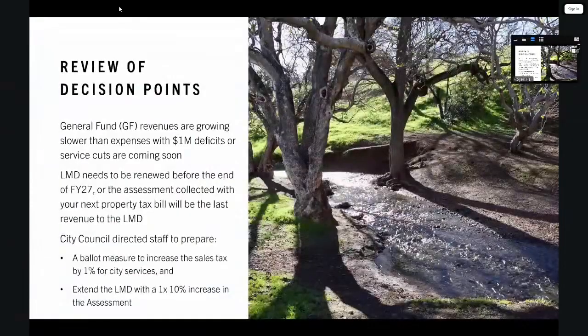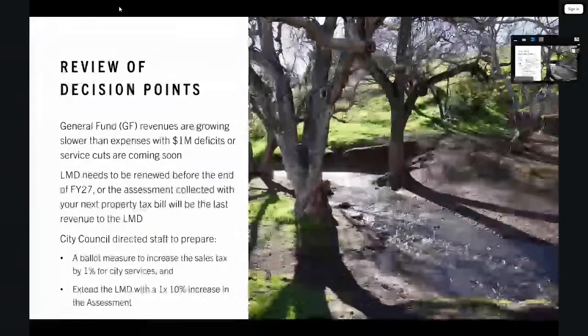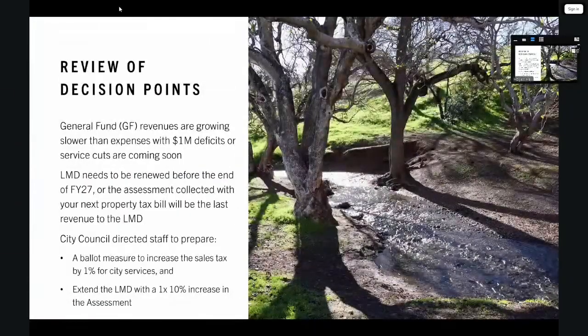So as we've discussed for the last 2 hours, revenues are growing slower than expenses, and we're burning through some money. With a 1% sales tax measure, that equates to a little bit over $1 million, the estimate we've received from HDL. Extending the LMD, what we talked about last winter with council, is an increase in the assessment by 10%. So that is something still out there to decide.